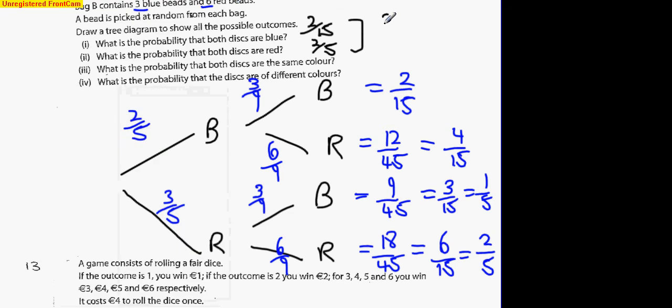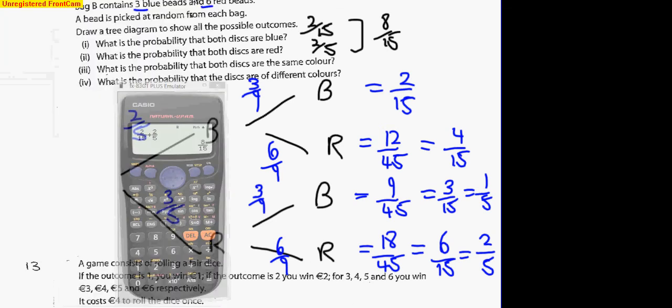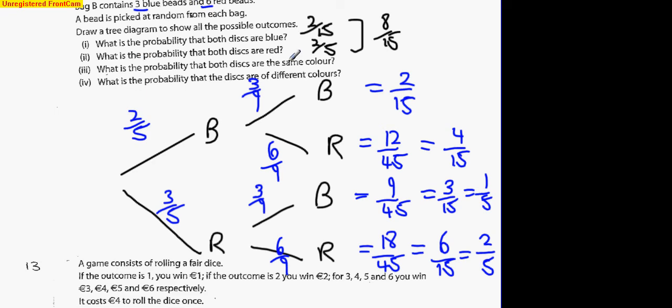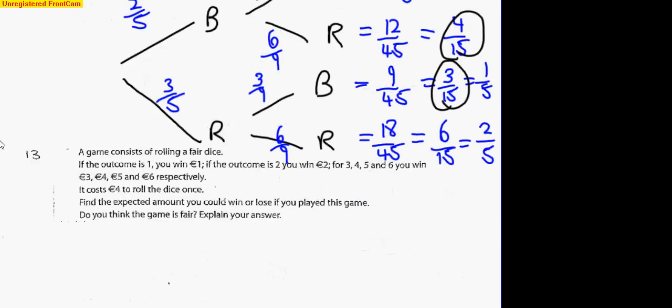Okay, next one. What is the probability that both discs are the same color? We just did that a second ago. It's going to be 8 out of 15 when you add them together. Now finally, what's the probability that both discs are different colors? Well, you can have different colors in 2 ways. You can have blue-red or red-blue. So that's 4 out of 15 plus 3 out of 15, which will get you 7 out of 15. Okay. We'll end it there, and I'll get number 13 on.